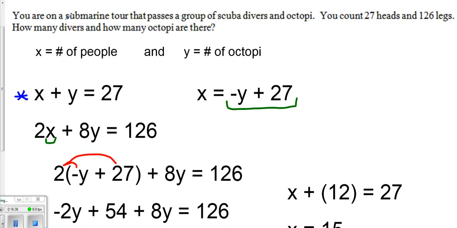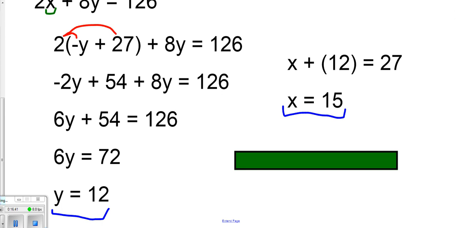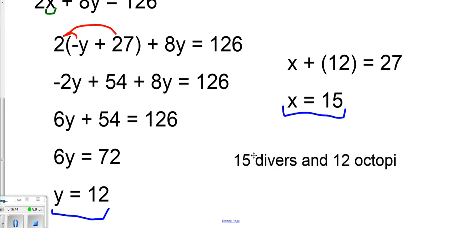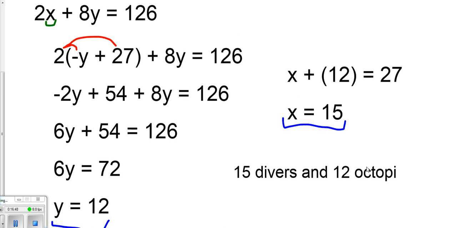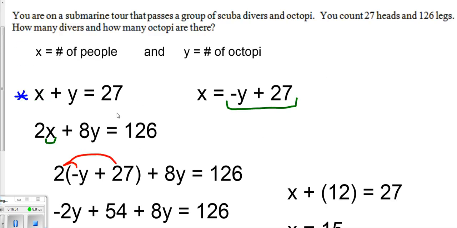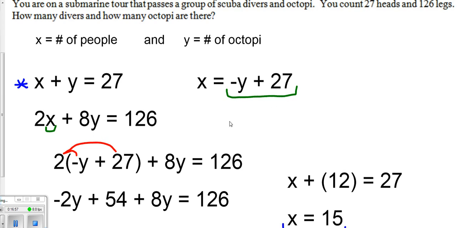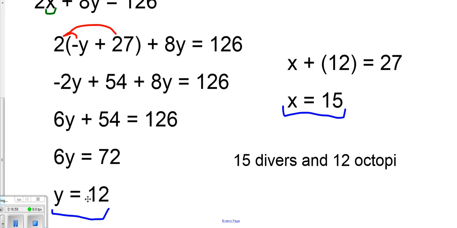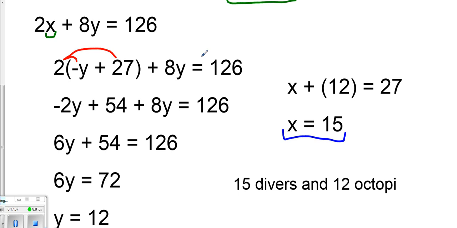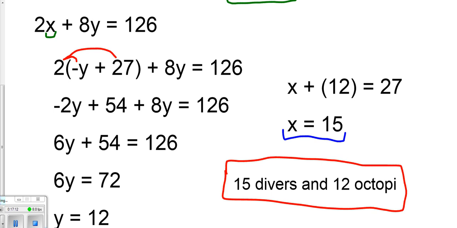Now let's go back to our definition though. x is the number of people, y is the number of octopi. So we would say that there are 15 people or 15 divers and that there are 12 octopi. And again, we found that out by setting up our system of equations, getting one of our pieces all alone, replacing it and solving for one variable, and plugging that in and solving for the other variable. So that was our systems of equations, solving them with substitution. And that'll be it for that video.